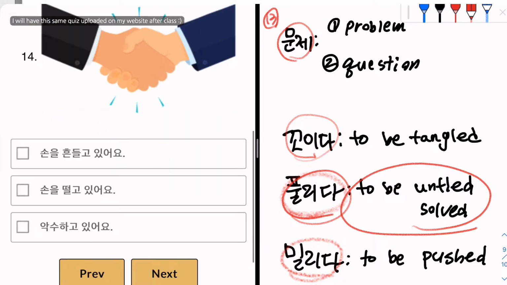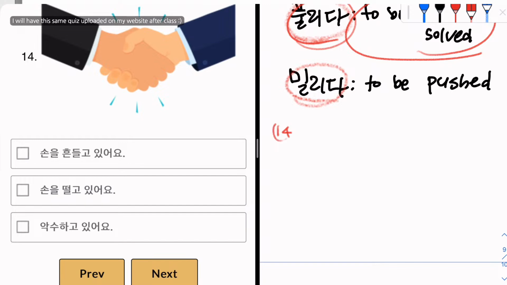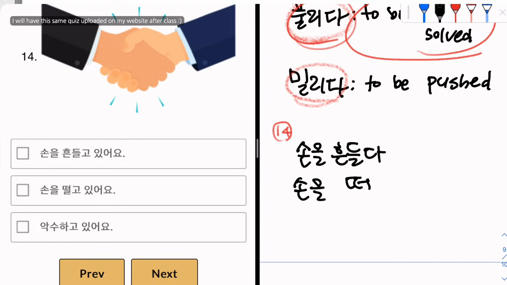좋아요. Next one. All right, so what are these two people doing, guys? Are they 손을 흔들다? Or are they 손을 떨다? Or are they 악수하다?